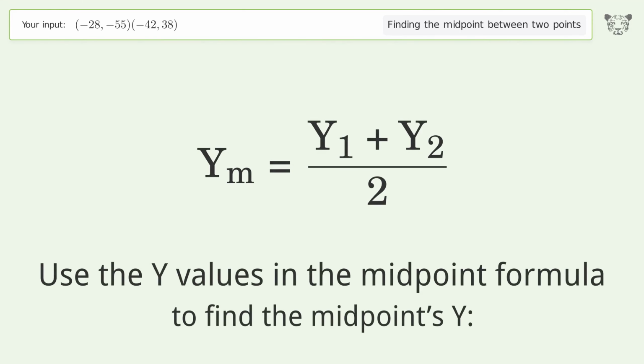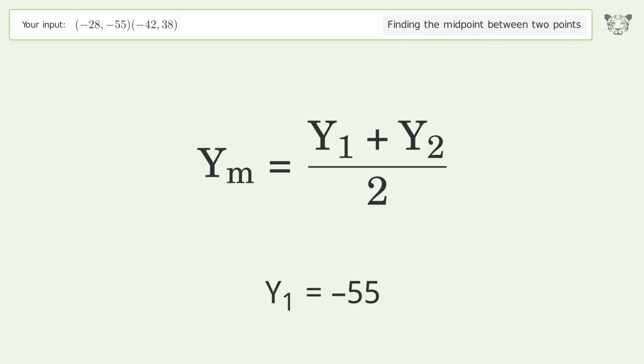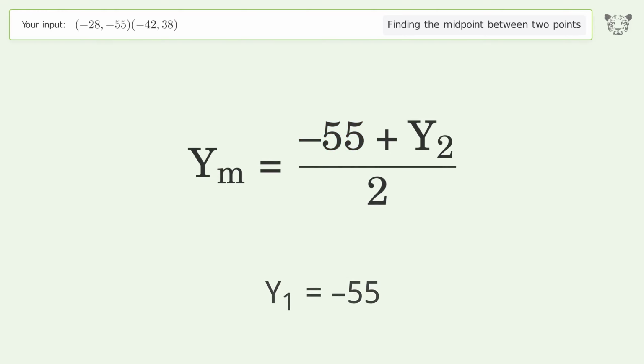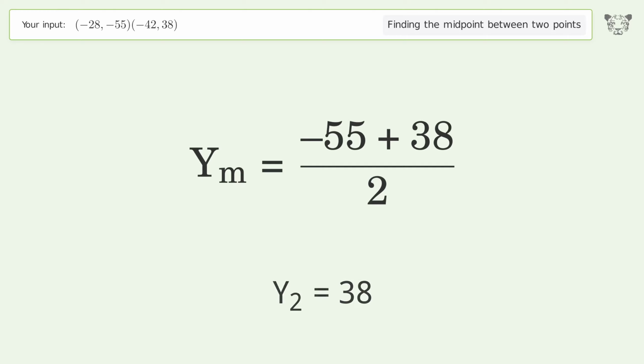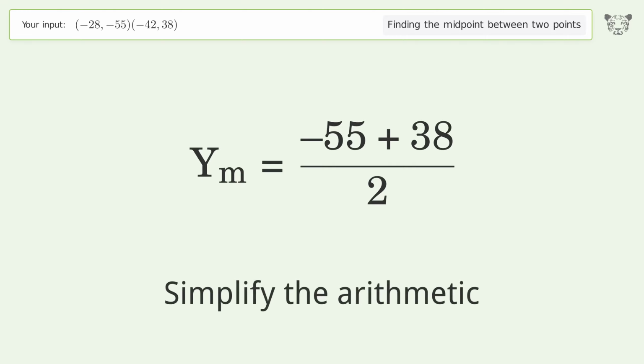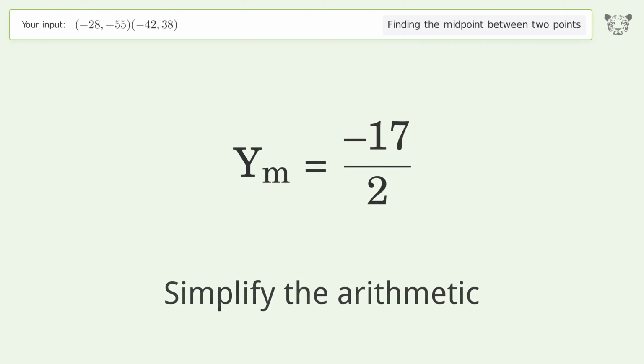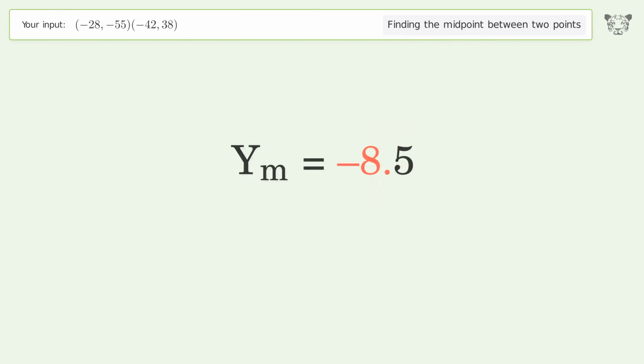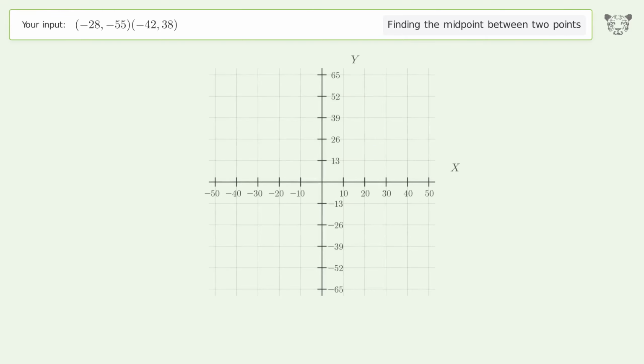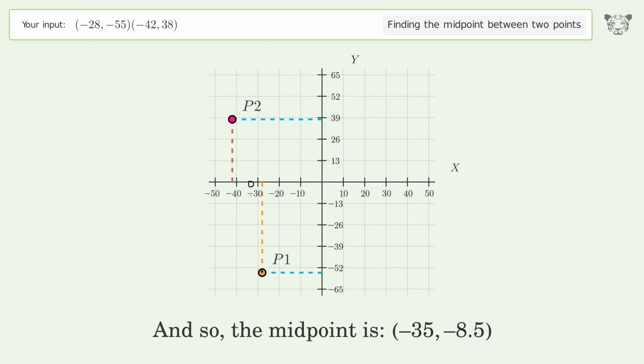Use the y values in the midpoint formula to find the midpoint's y. y1 equals -55. y2 equals 38. Simplify the arithmetic. And so, the midpoint is -35, -8.5.